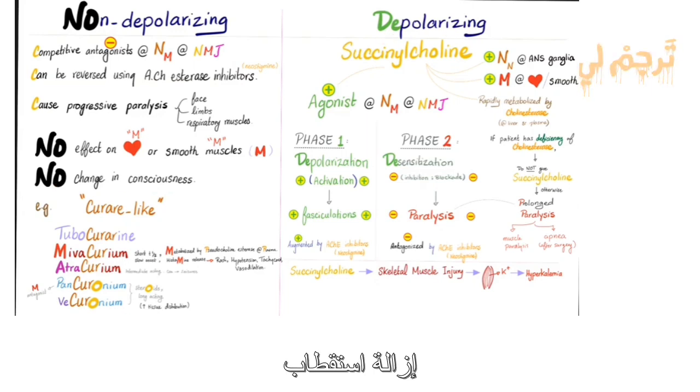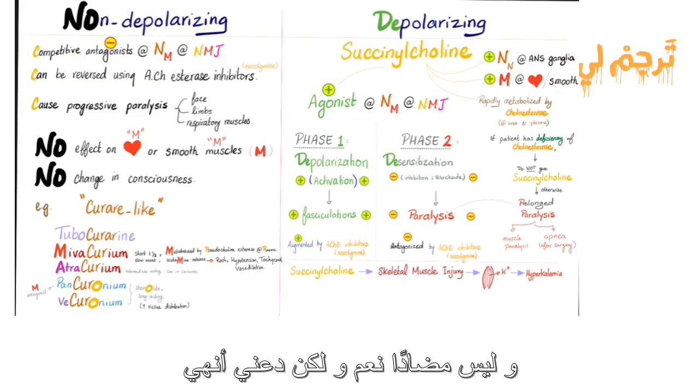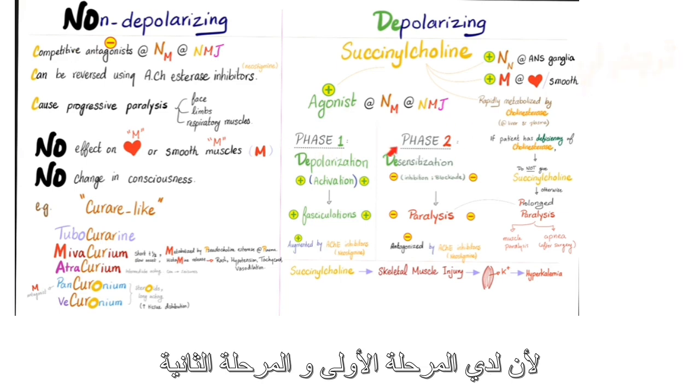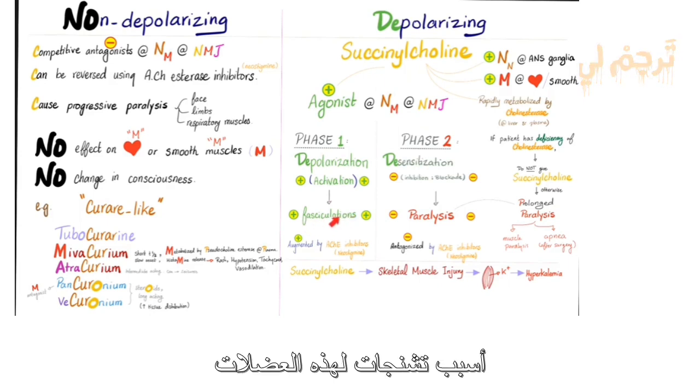Next, depolarizing, the one and only succinylcholine. How do you work? I'm an agonist at the What? An agonist, not an antagonist? Yeah, but let me finish because I have phase 1 and phase 2. Alright, phase 1, activation. So you're activating the skeletal muscles? Yep, I cause fasciculations of these muscles.